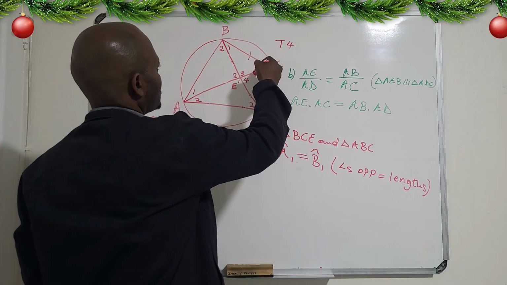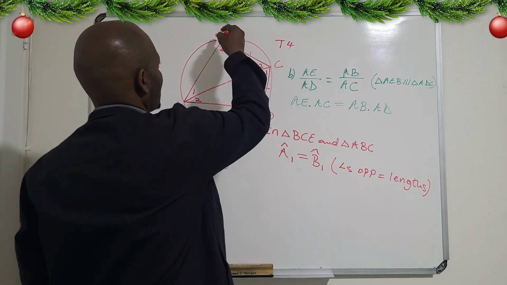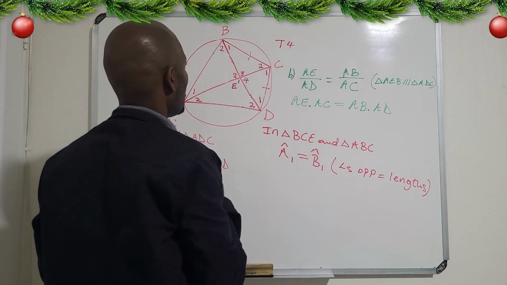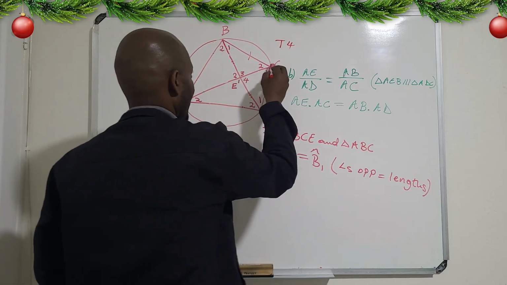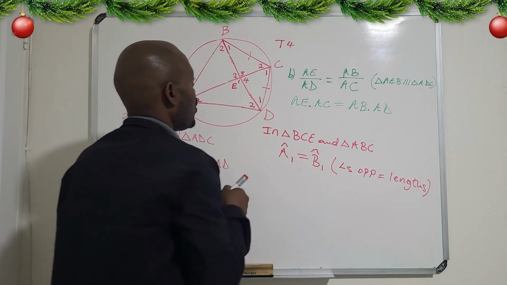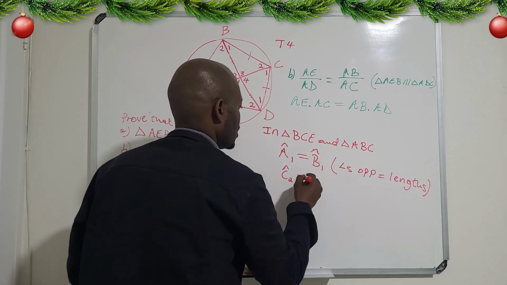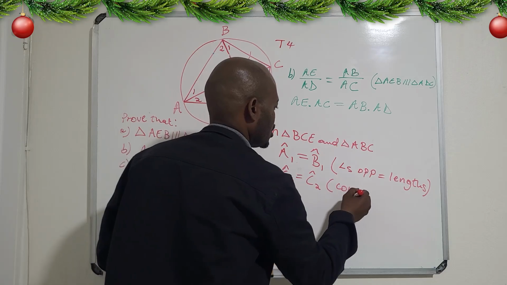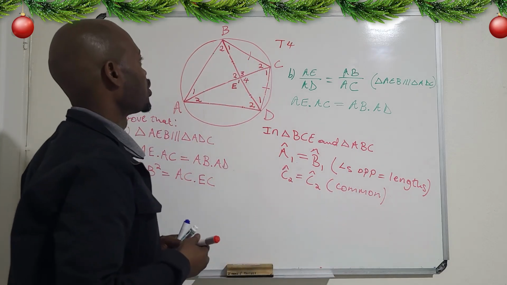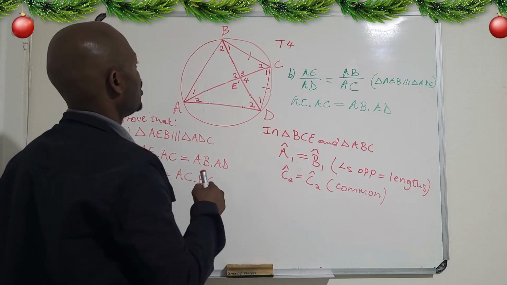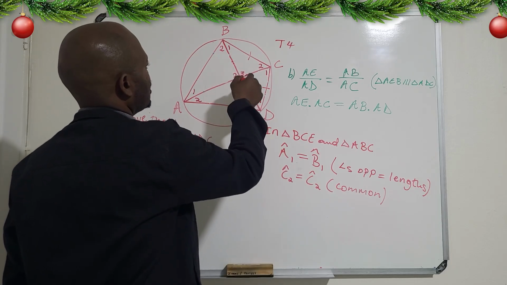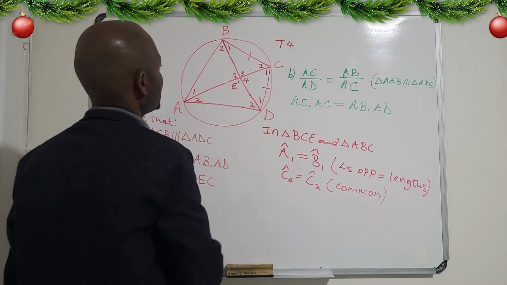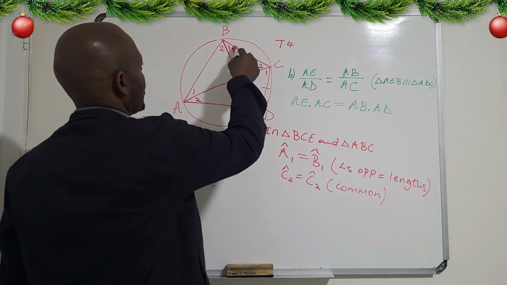Now, this angle is common because it's an angle for this triangle. It's also an angle for this triangle. Therefore, angle C2 is equal to angle C2. Reason? Angle C2 is common for both triangles. Now, obviously, this angle is going to be equal to this angle there.